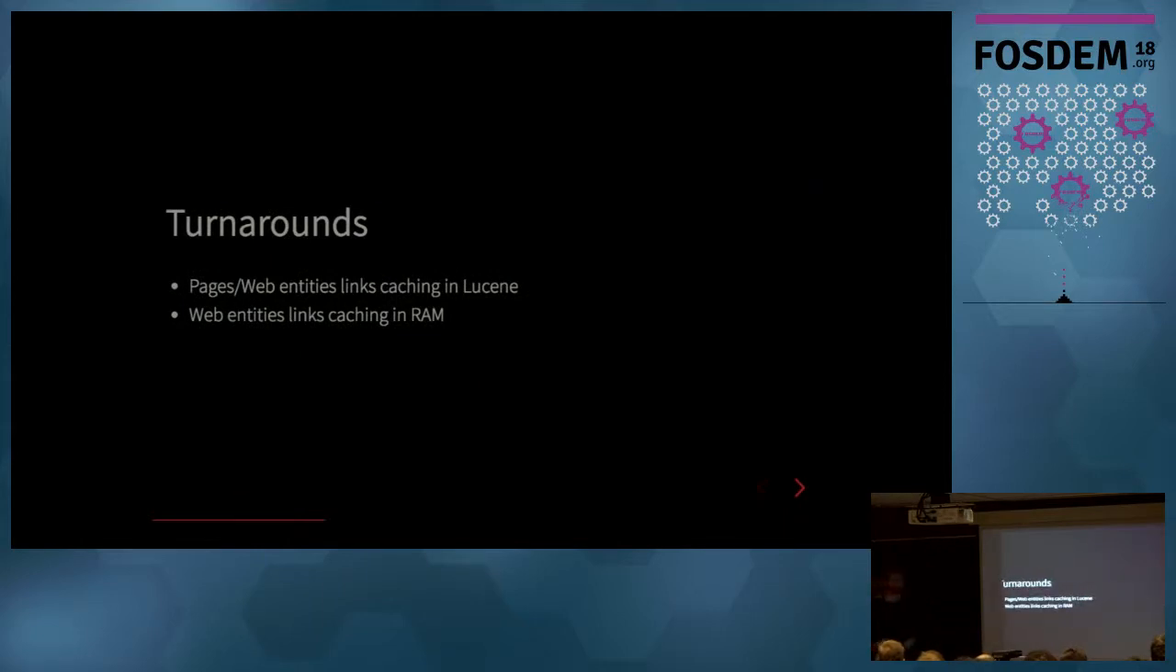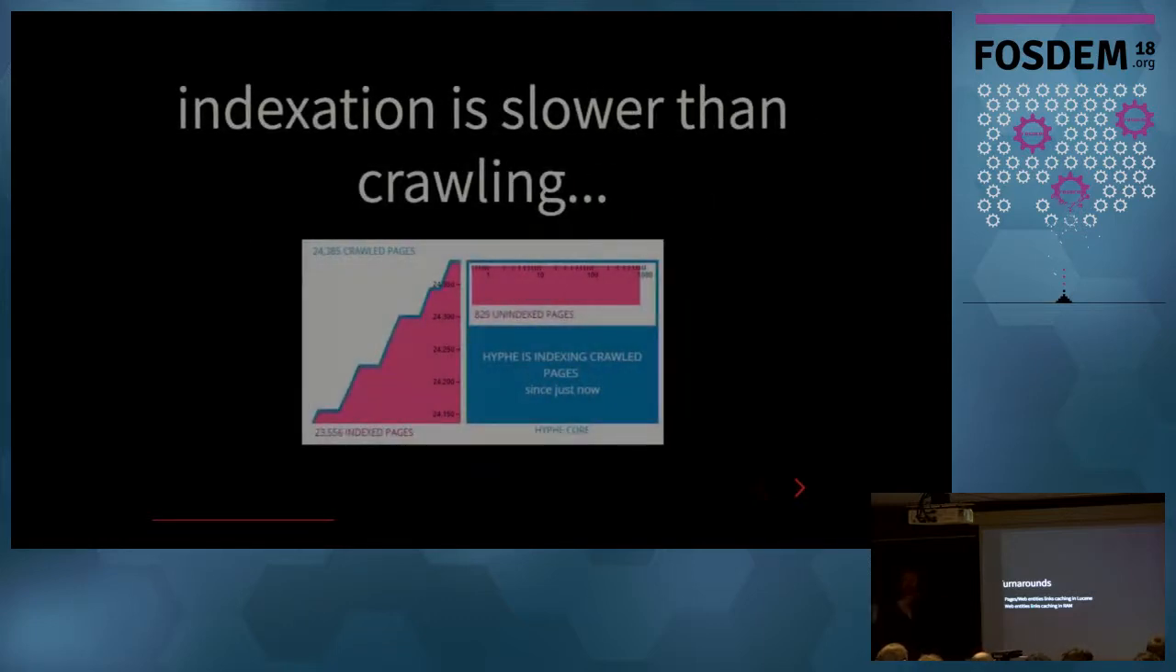So this makes the queries a little bit more complex, a little bit slower. And so as workarounds, we started caching a lot of things, caching in RAM, but also caching in Lucene by adding an intermediate level of an index of links between pages and web entities. So we were querying a first time, storing temporarily those intermediate objects, and then querying again these ones to get the links between source and target web entities.